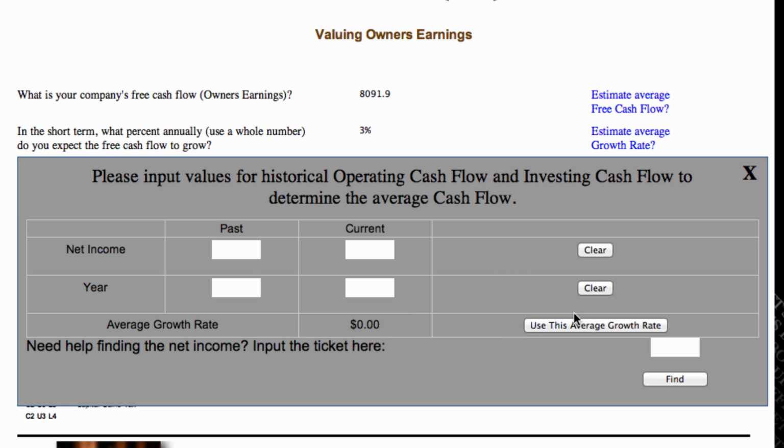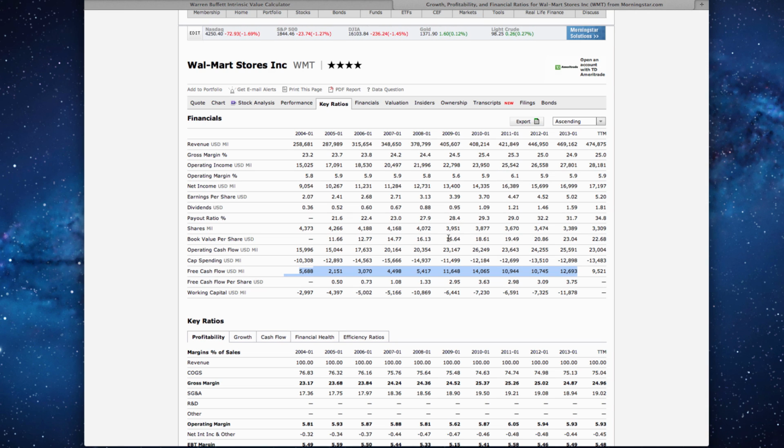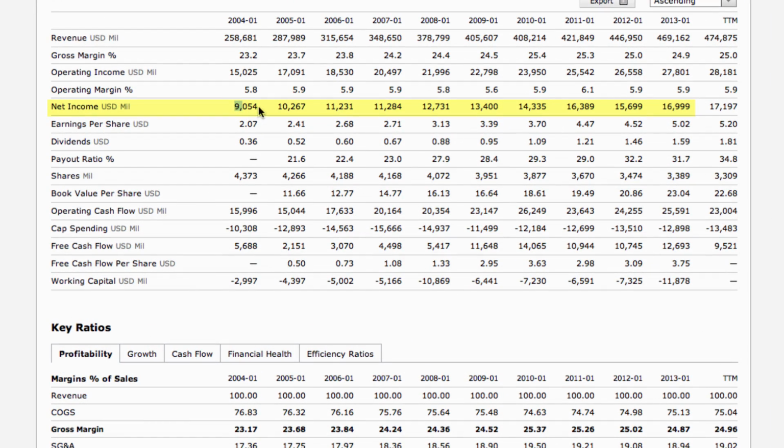So if you want to look up that number again, you could do it two different ways. You can input the ticker again here and click find, and then it'll bring up the Morningstar page again for you. Or you can just go back to the page that you already have pulled up. And we can take a look at, let's say, the net income. When we look at Walmart's net income, it was $9 billion 10 years ago. And you can see how that's really showed a lot of stability and how it's grown through the years. And now it's close to $17 billion in 2013. So let's just say on average it went from $9 billion up to $17 billion over a 10-year period.